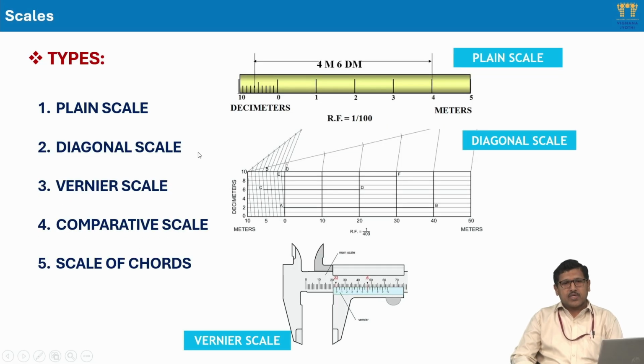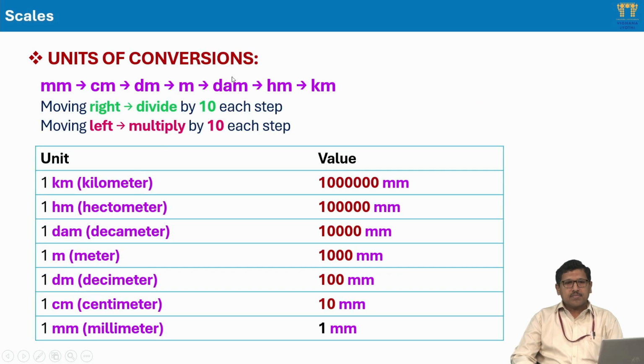Now coming to the types of scales, as such we have 5 different types of scales: plane scale, diagonal scale, vernier scale, comparative scale, and scale of chords. As far as engineering graphics is concerned, the syllabus specifies the first 3 types of scales, that is plane scale, diagonal scale, and vernier scale. So we are going to learn about the concept of these scales as well as their construction.